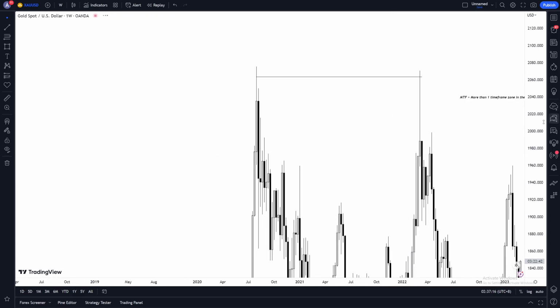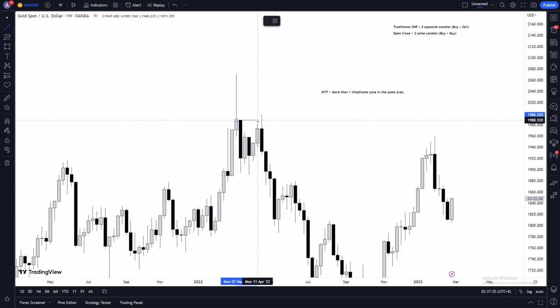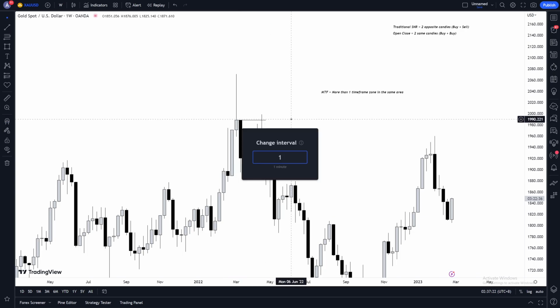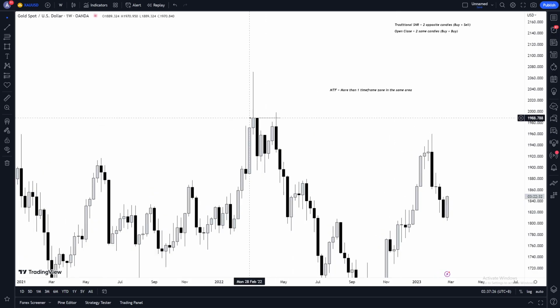So I'll give you another example of an MTF. This is another trade that I'm very proud of. This is weekly, correct? Now, just for the fun of it, let me check whether there's anything on monthly. Oh, okay, nothing on monthly, no problem. So if you were to look at this, weekly, correct?